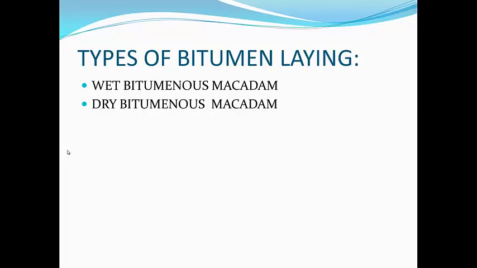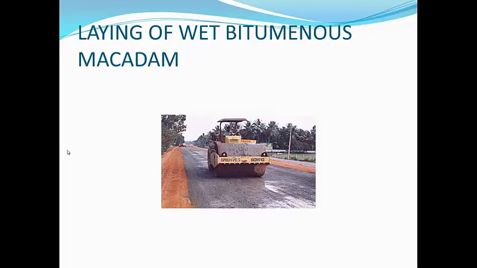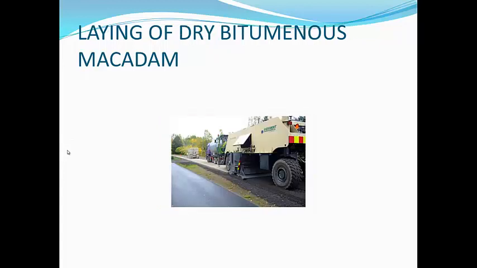Types of bitumen laying. We have generally two types of bitumen laying: wet bituminous macadam and dry bituminous macadam. This is laying of the wet bituminous macadam. It helps in drainage purposes, wherein the seepage of the water is avoided using this wet bituminous macadam.